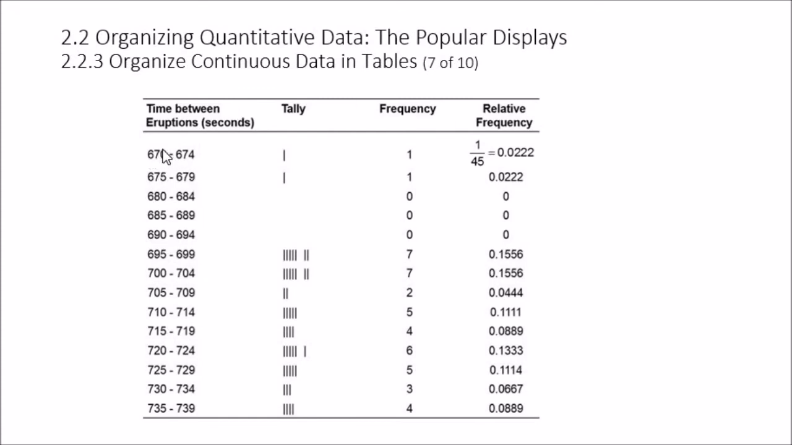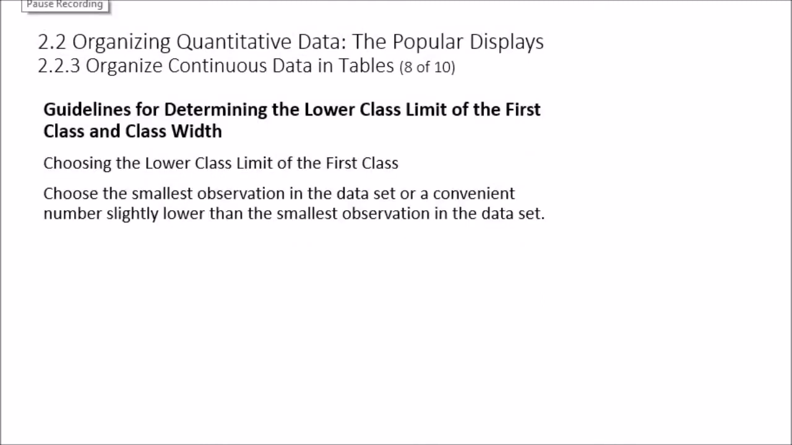In this example, you notice that the class width is 5, but there is a slight problem here. I have a big gap in these numbers. They don't have any frequencies, so a class width of 5 in this case for this set of data is not convenient. To determine the lower limit of the first class and the class width, we have some guidelines that we should follow. To choose the lower class limit of the first class, we choose the smallest observation in our data set, or we choose a convenient number that's slightly smaller than the smallest value in our observations.